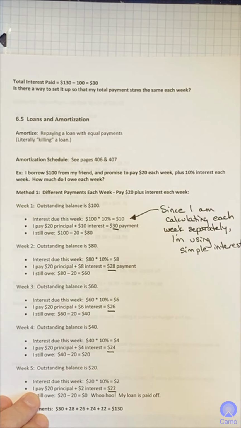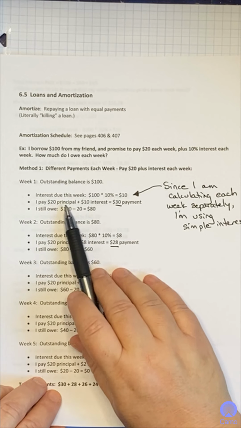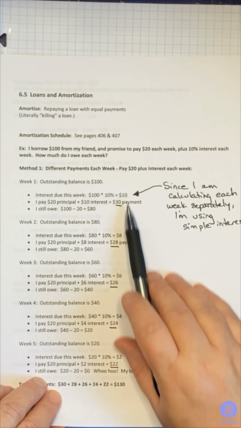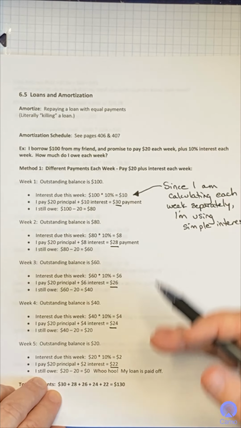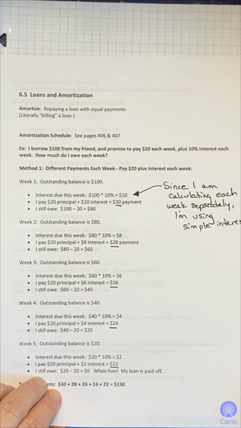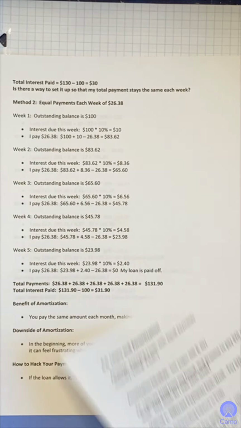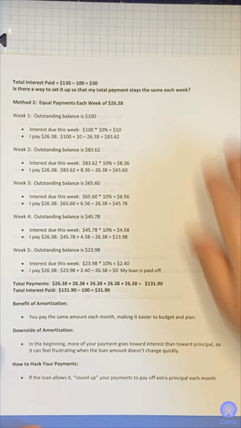And the question is, is there a way to set it up so my total payment stays the same each week? Why is this complicated? Well, it's complicated because as I pay off my principal, the interest that I owe decreases. So you have the interest actually changing week to week. Now, what you could do is figure out an average of all those payments and then split the payments up into multiple pieces. That is not, in fact, the way that historically we've done it. So let's take a look.